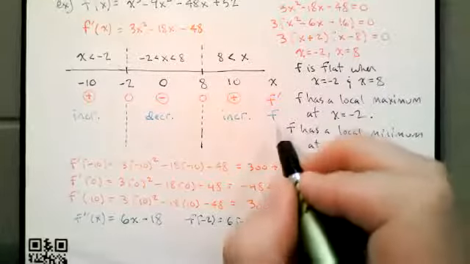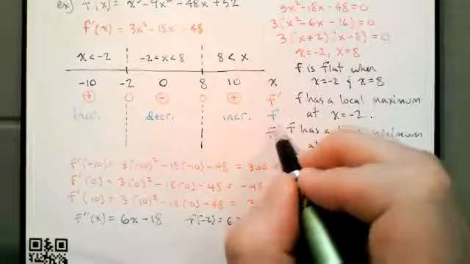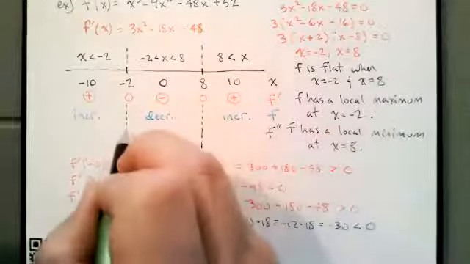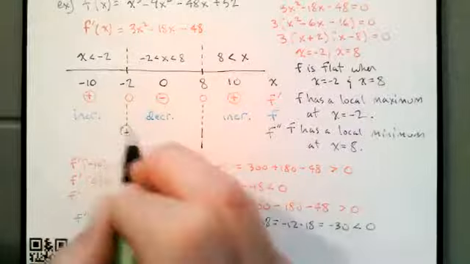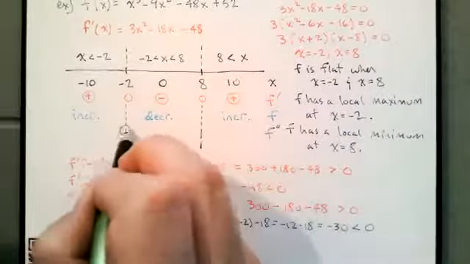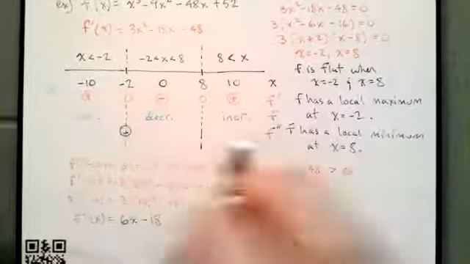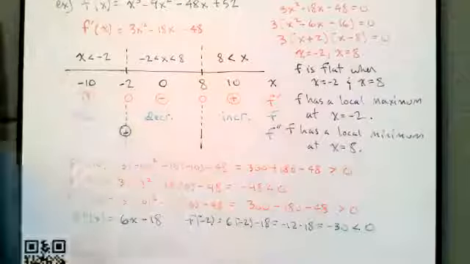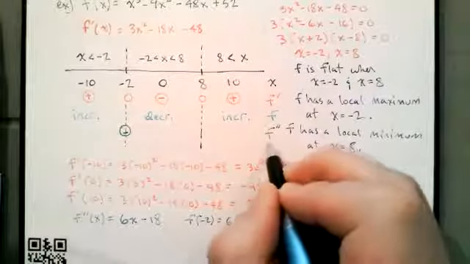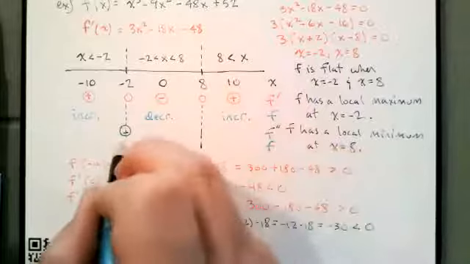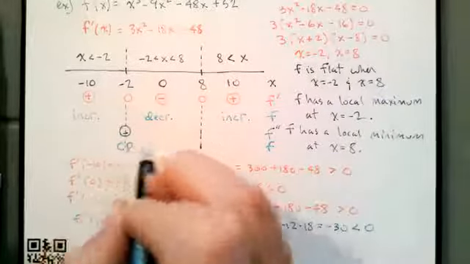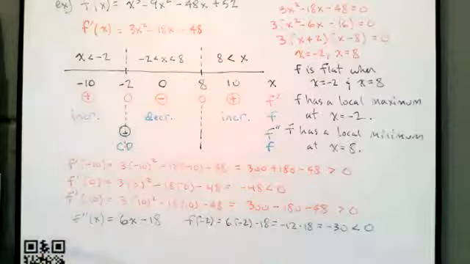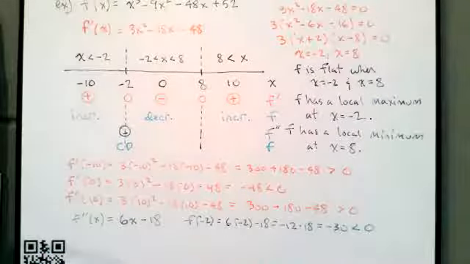So if I add another line here for the second derivative, the second derivative when x is -2 is negative at that point. So the function f is concave down at x equals -2. If the function is flat and concave down, we must be looking at a local maximum.